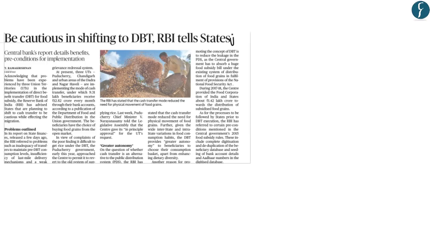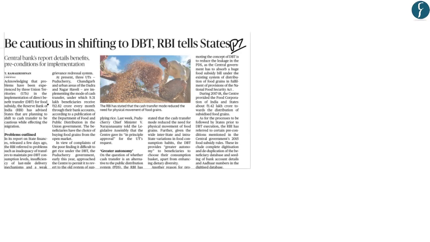Now we have taken this article from page 7. Now what this article talks about is the recent report of the Reserve Bank of India on state finances, wherein this article highlights the various issues with regards to shifting towards cash transfers for food subsidy. So with regards to this article, the first thing that we'll try to understand is what are the requirements to switch to cash transfers from the current public distribution system.